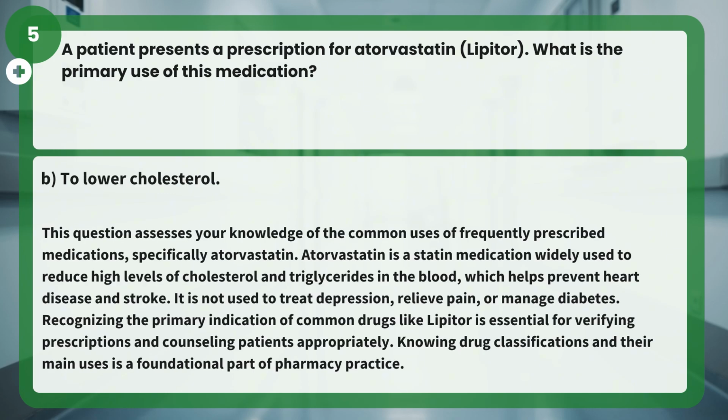Answer: B. To lower cholesterol. This question assesses your knowledge of the common uses of frequently prescribed medications, specifically atorvastatin. Atorvastatin is a statin medication widely used to reduce high levels of cholesterol and triglycerides in the blood, which helps prevent heart disease and stroke.